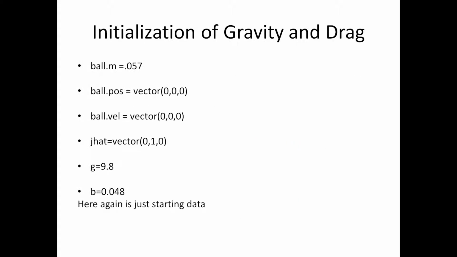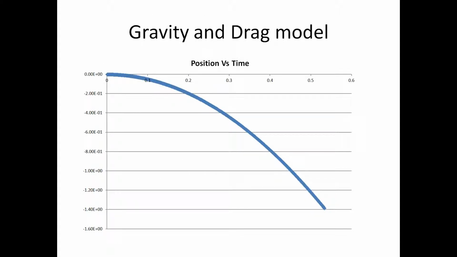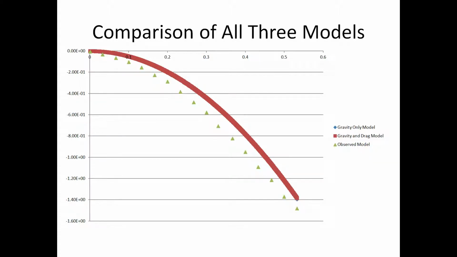Here's the initialization of gravity and drag. The exact same thing, but now we have the constant b. Same thing again as our gravity model, but instead here we add the drag force to the F net and we model the drag force in VPython code. Here's our gravity and drag model with position versus time. Now here's a comparison of all three models.